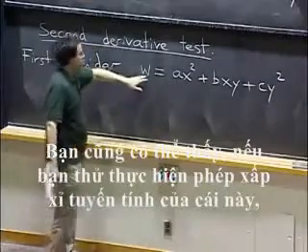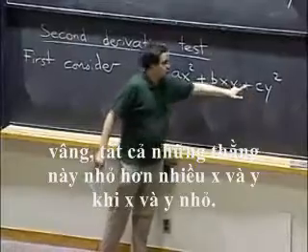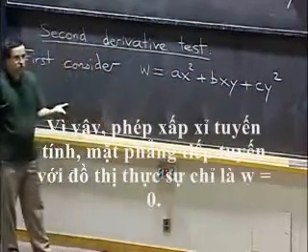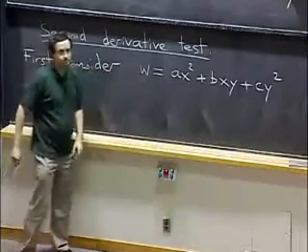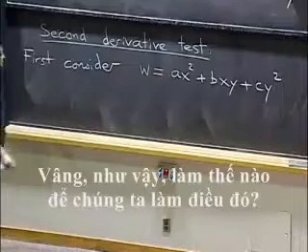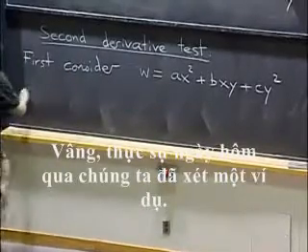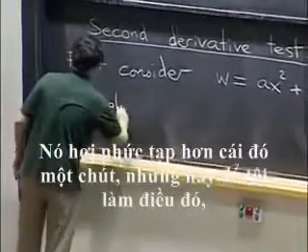You can also see if you try to do a linear approximation of this, all these terms are much smaller than x and y when x and y are small. So the linear approximation, the tangent plane to the graph, is really just w equals 0. Okay, so how do we do it? Well, yesterday we actually did an example. It was a bit more complicated than that, but let me do it.